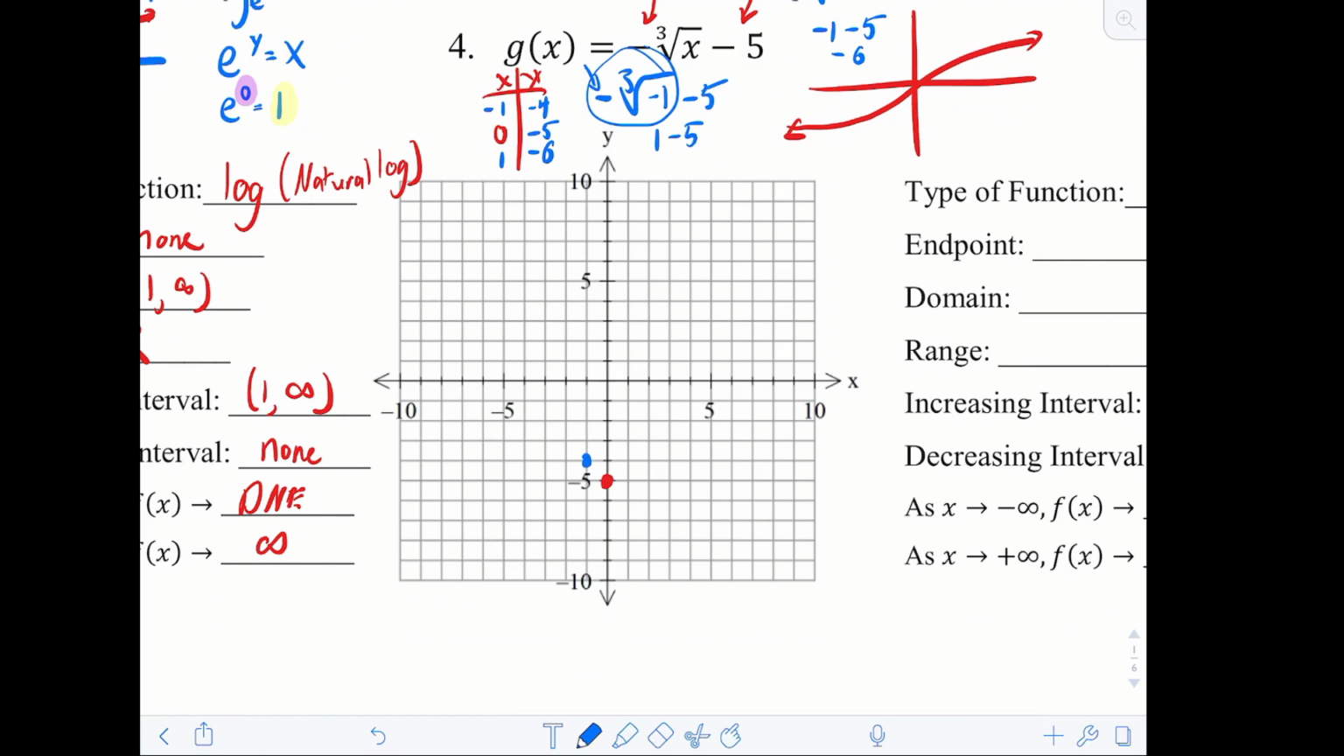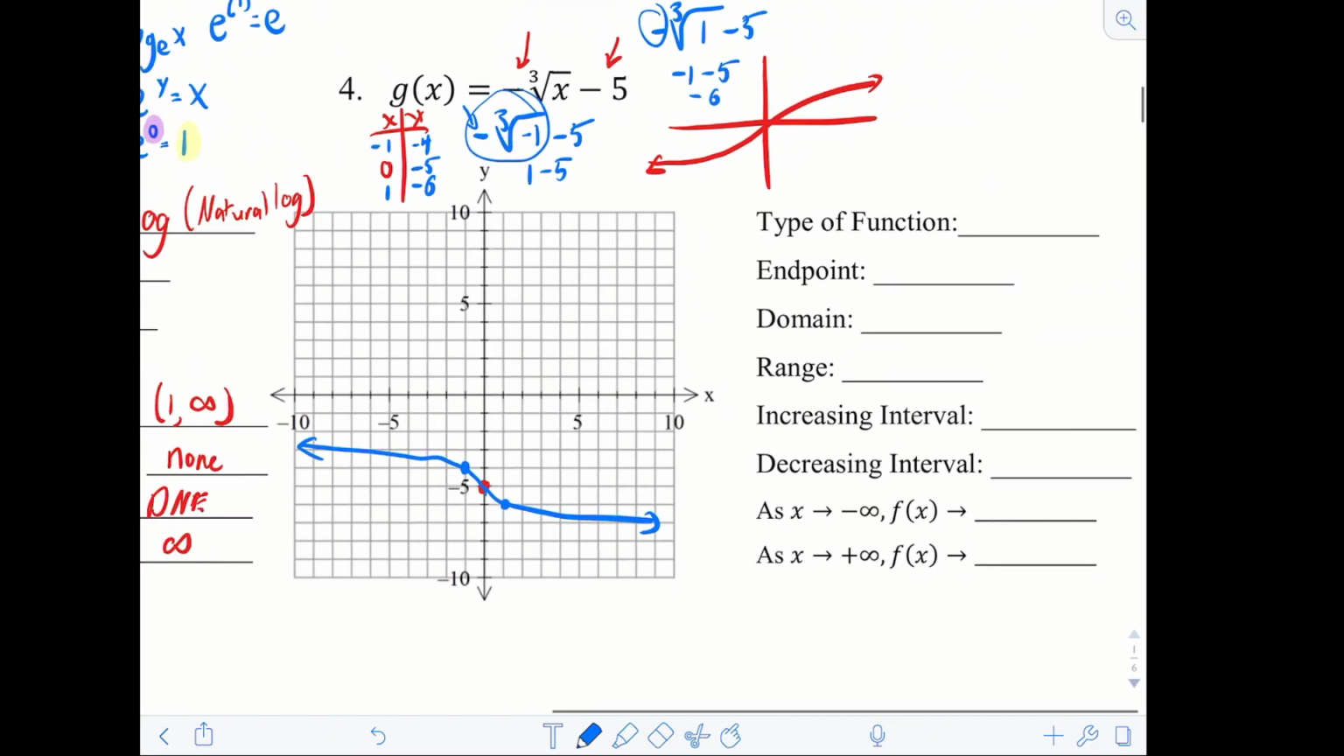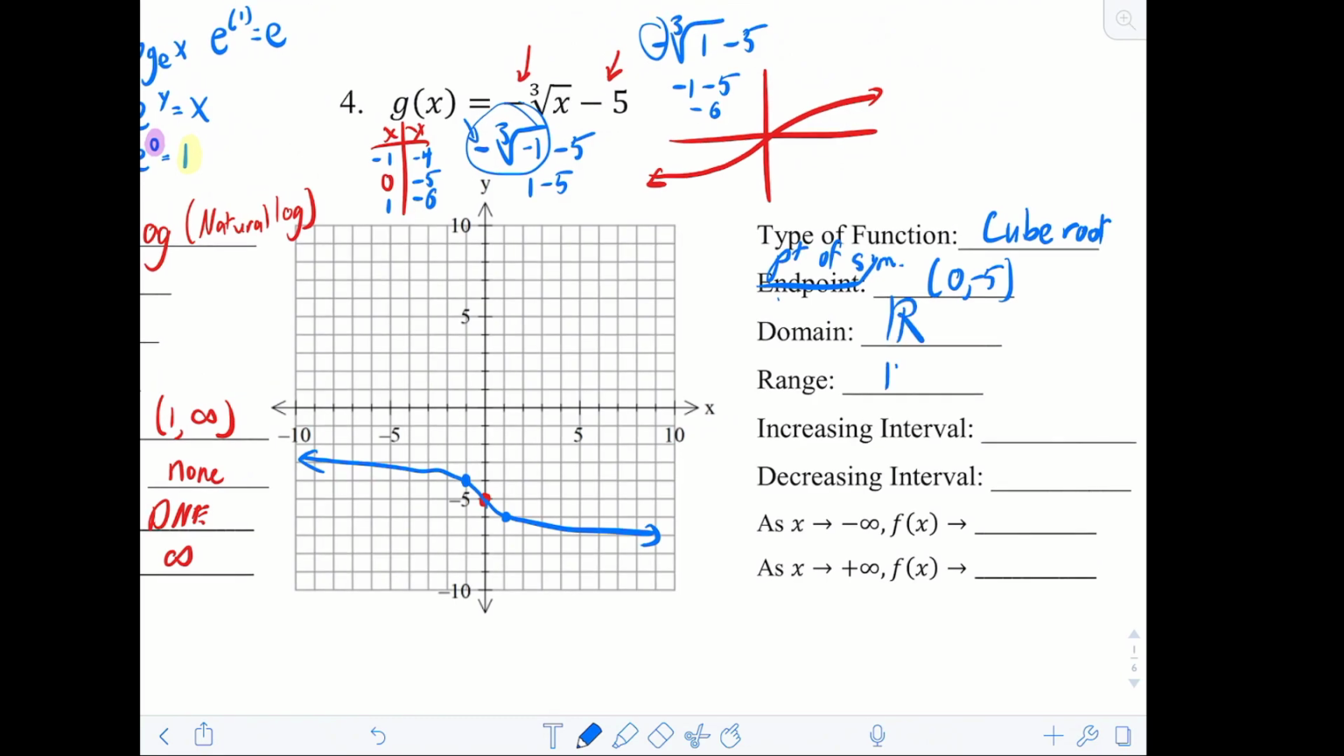So this gives me a value right here, and really that's all I need. And then I know that it curves up like this, terrible graph, and then right there. Okay, type of function, cubic, or cube root. No, cubic is something else. Endpoints, I would not say endpoints, I would call this the point of symmetry. So the point of symmetry is going to be (0, negative 5). It's not considered to be an endpoint because it's not on the end. Domain, all real numbers. Range, all real numbers.